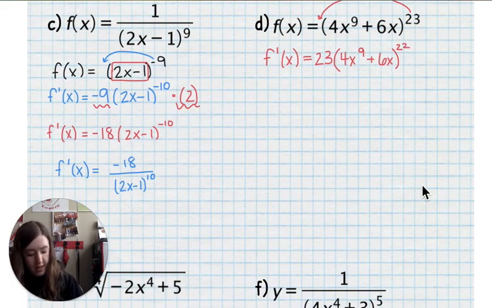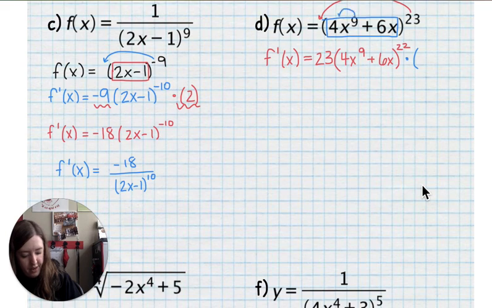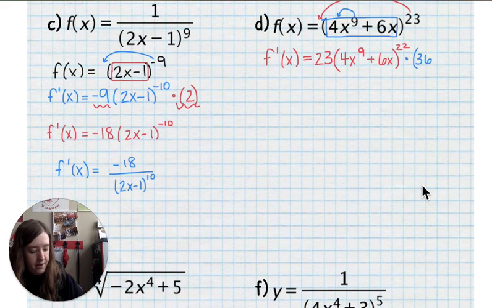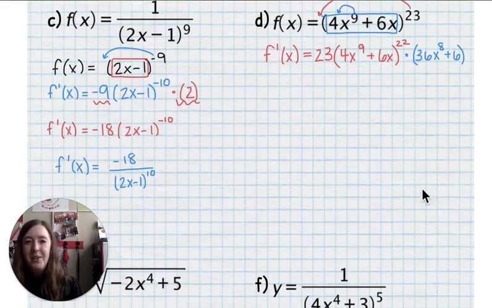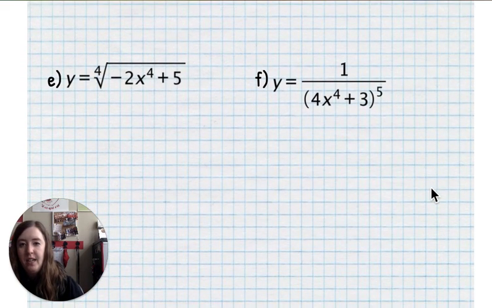Then we got to multiply by the derivative of the inside. So we'll bring our power down and multiply. 4 times 9 is 36. x to the, and then we're going to subtract 1 from the power. 9 minus 1 is 8. The derivative of 6x is just 6. Now, I would not want to multiply that out, so if I were you, I'd just leave it like that. Cool. Let's take a look at another one.